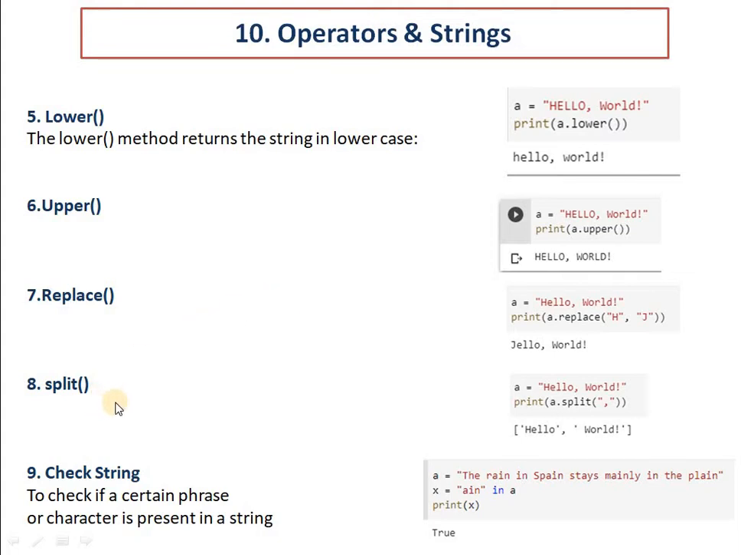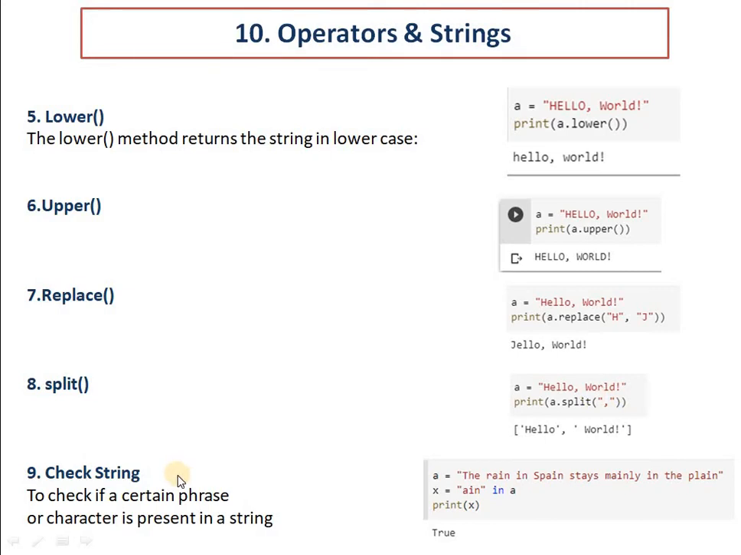Split is used to split the words in the string. So a is equal to hello world, and I am telling a dot split, in the characters I am giving comma. So wherever a comma occurs, it will be splitting it into 2.